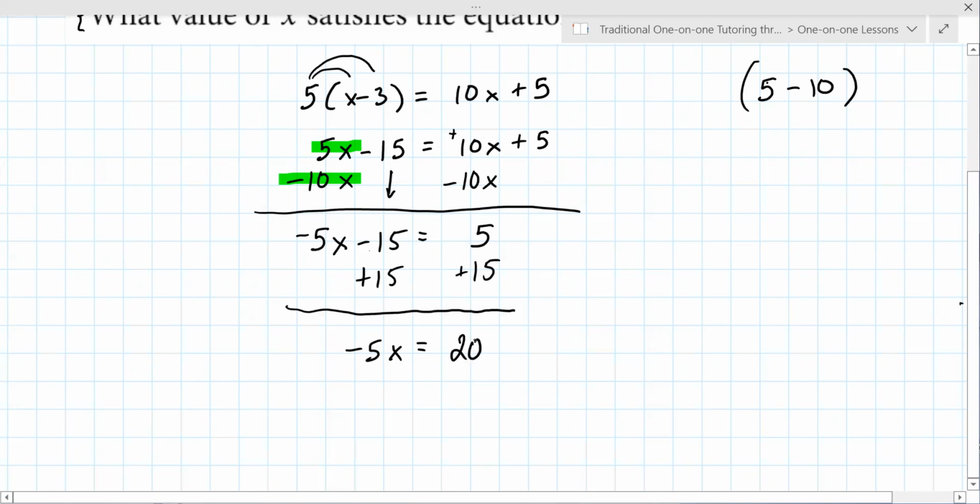Now, how do you undo this negative 5 with division? You divide both sides by -5. So x equals, what does x equal? X equals negative 4. Good.